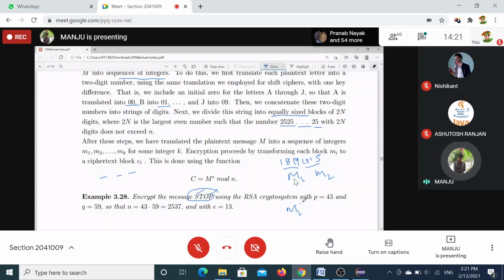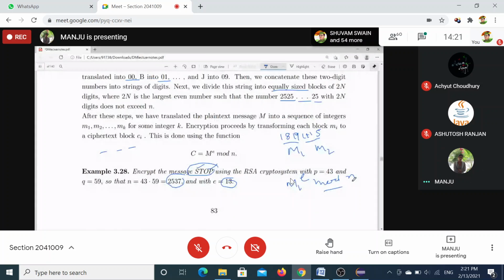Then M1 raised to power E modulo N. N will be given, here it is given as 2537. E is given as 13. For M2, it will be M2 raised to power E modulo N. Clear? Whatever comes for the first, suppose it is C1.